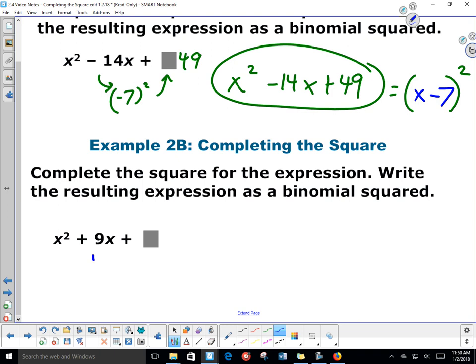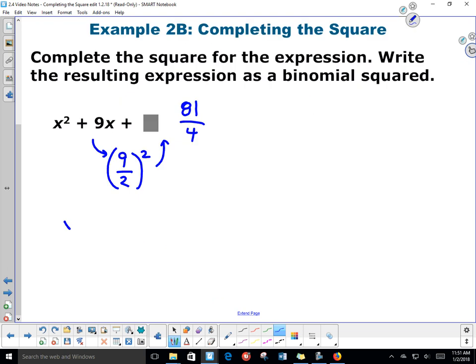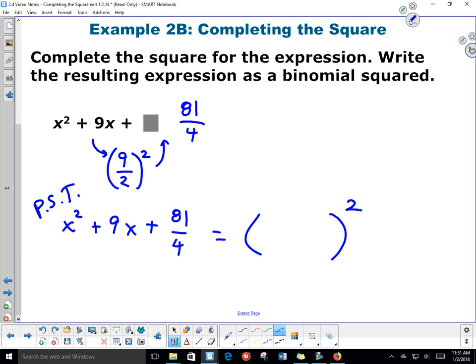Here we have to take half of 9, which I'm going to leave as a fraction, 9 over 2. And I'm going to have to square that. So when I square 9 over 2, 9 squared is 81, and 2 squared is 4. So I really have to add 81 over 4. So I should have x squared plus 9x plus 81 over 4. This is my perfect square trinomial, and it can be rewritten as a binomial squared.